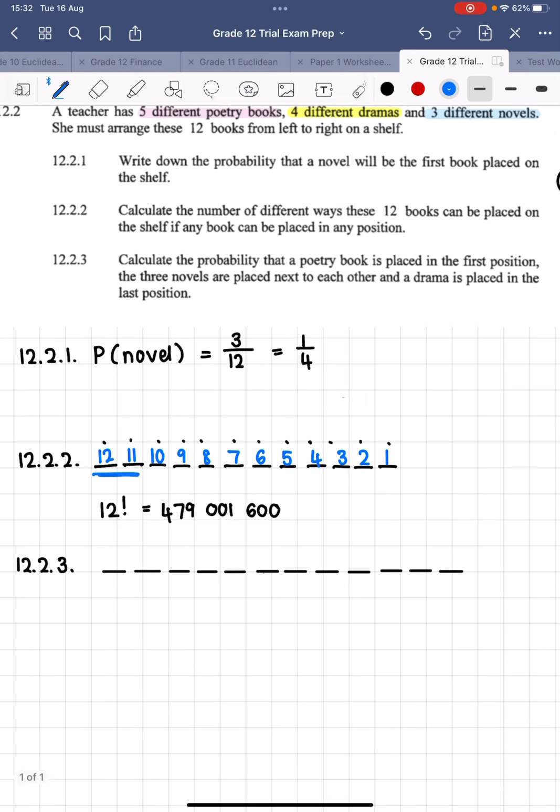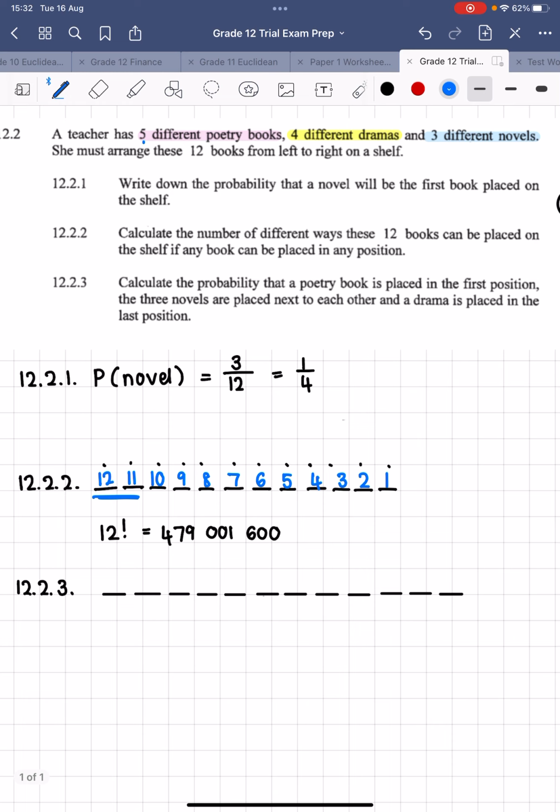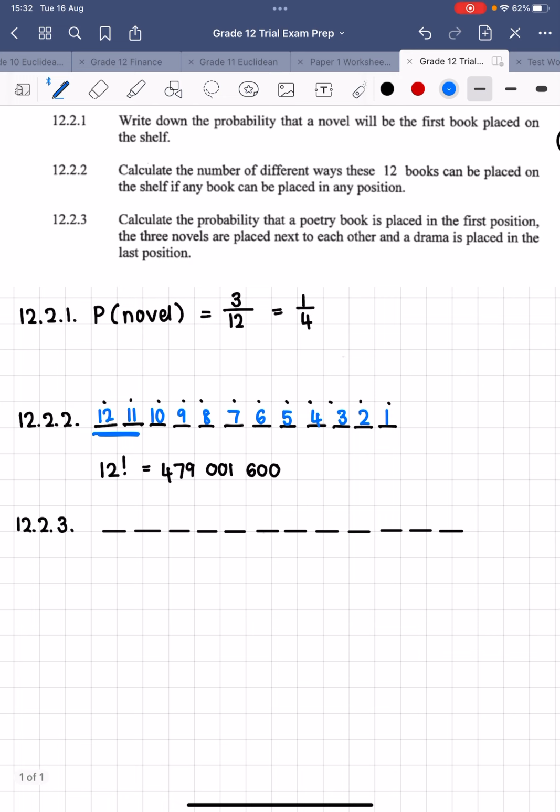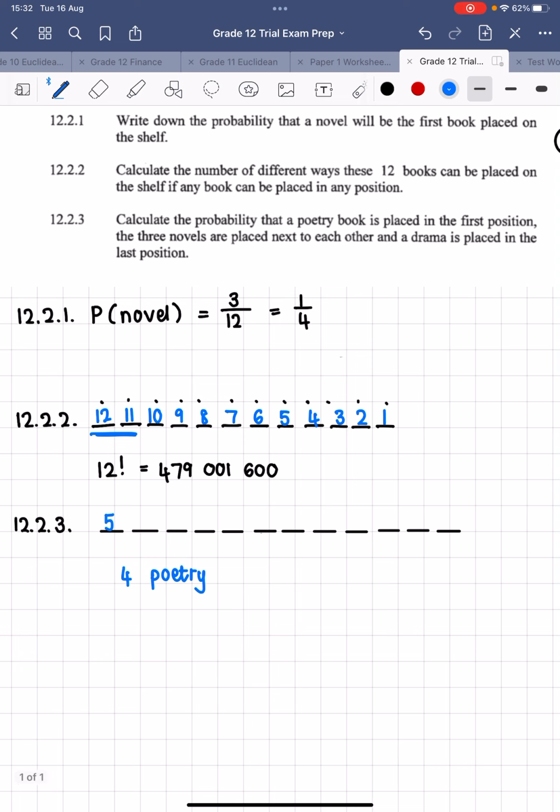Now, if we go back up to the given information, there are 5 different poetry books. So that means that for the first position, any one of those 5 books can be placed in that space. How many poetry books do we have left? 4 poetry books that are left when one of them is placed in that first spot.